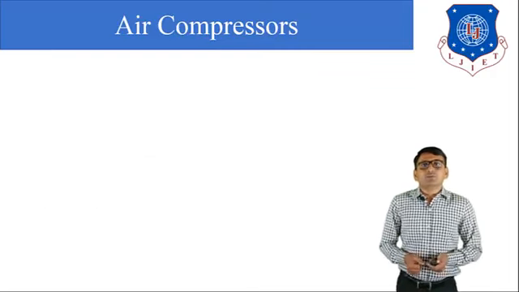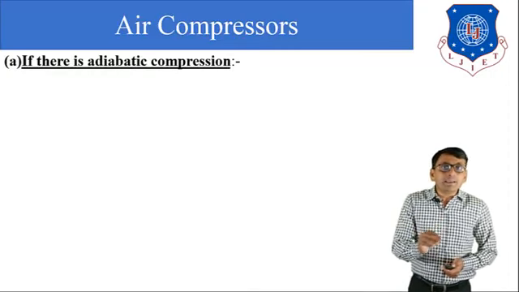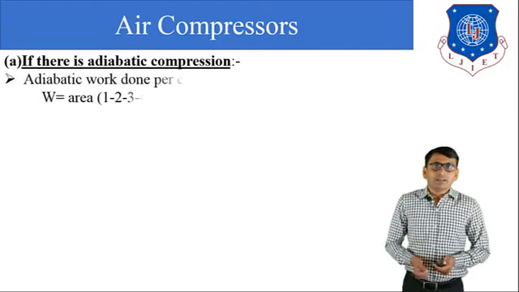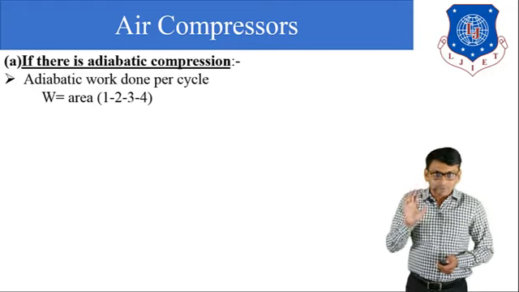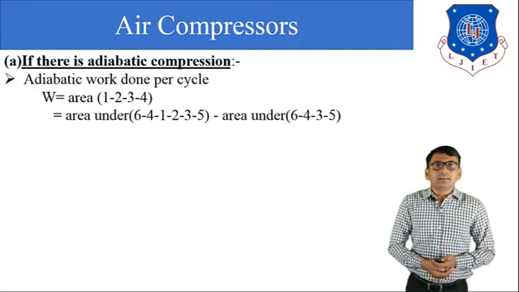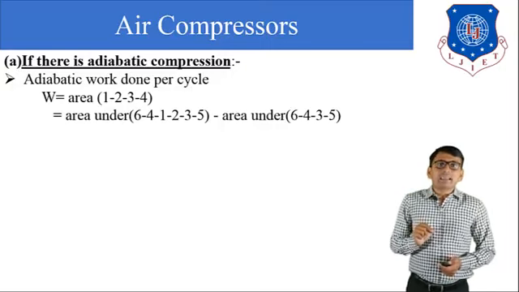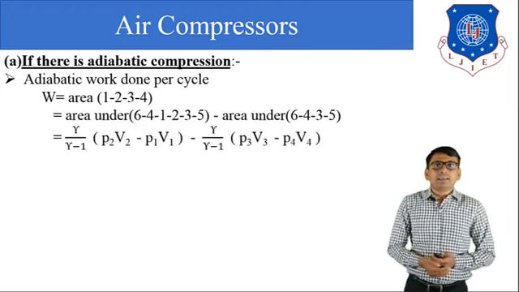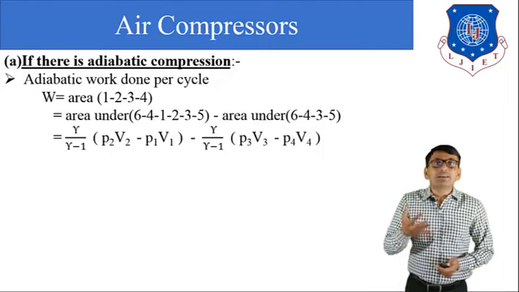Okay. So we start with the first one. If the compression is adiabatic, then adiabatic work done per cycle W is equal to area 1-2-3-4, which is equal to area under 6-4-1-2-3-5 minus area under 6-4-3-5. In the last lecture we have already discussed this without clearance.